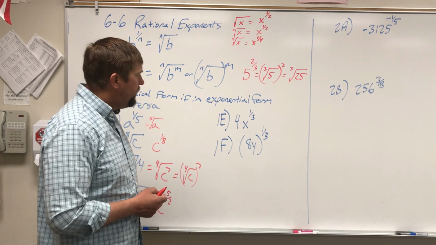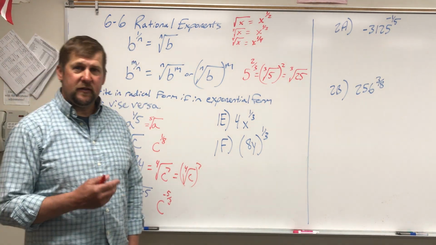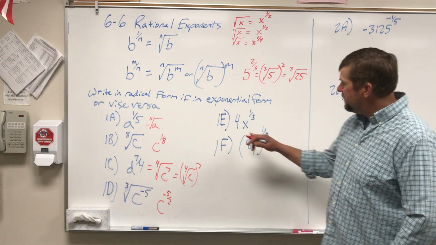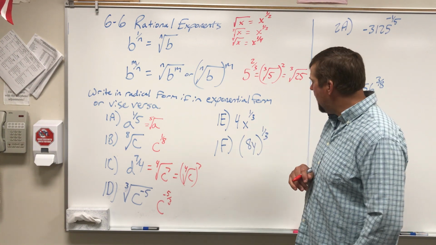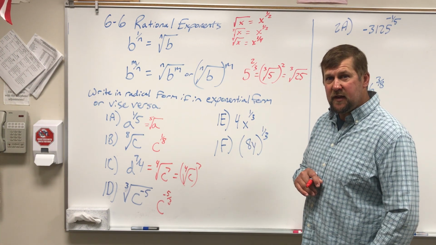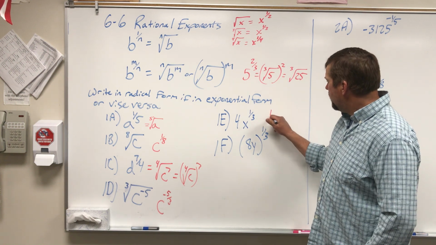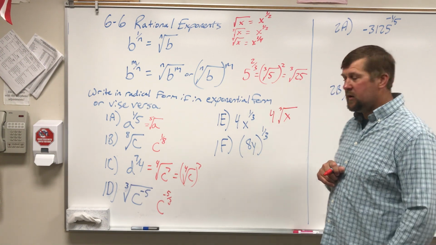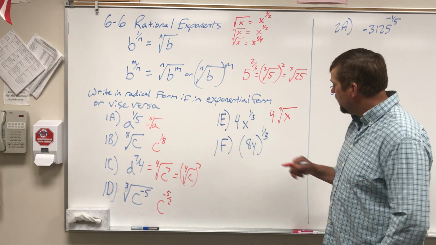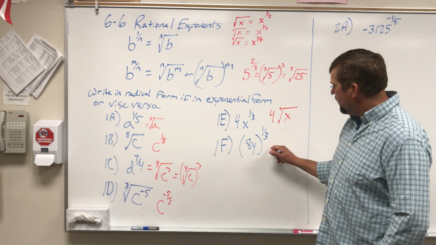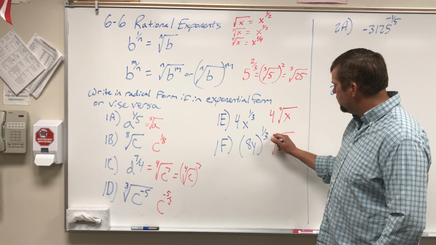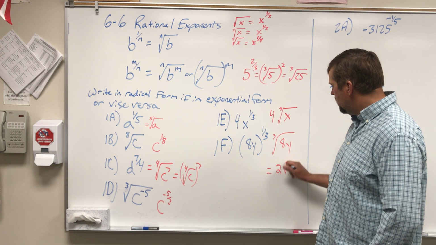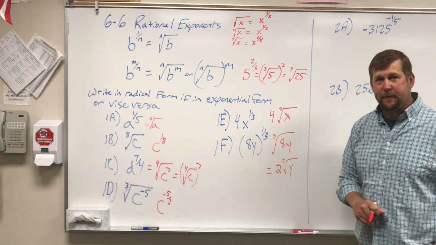1e, 4x to the 1/3. Now this is one I put in here for a reason. The reason I put this one in here is because the 4 is not taken to the 1/3 power. So if I had to write this as a radical, I would put 4 on the outside of the cube root, because the 4 is not to the 1/3 power. Both of these are to the 1/3 power, so this is the cube root of 8y, or you could of course say 2 times the cube root of y.